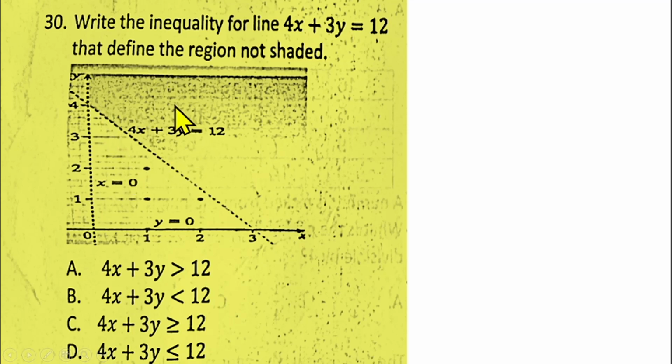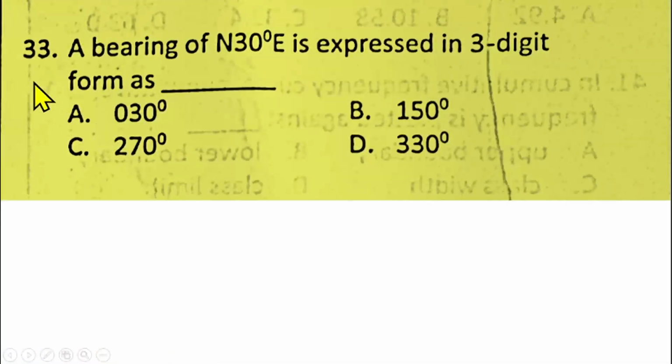Now this side is shaded. I mean, this part is not shaded. That means this part is required. This one that is not shaded is required. All these parts are not required, that's why they are shaded. So these are the required area. And at this point, the values here are less than, and the values here are also less than. So that means we should have 4x plus 3y less than 12 as our answer, which is option B.